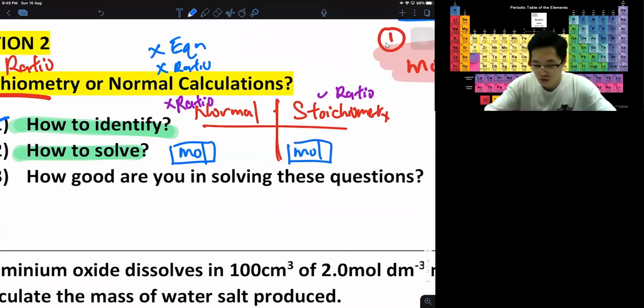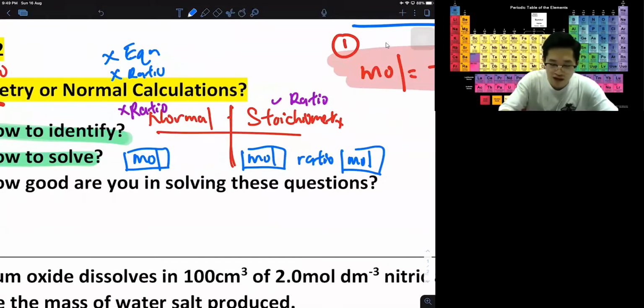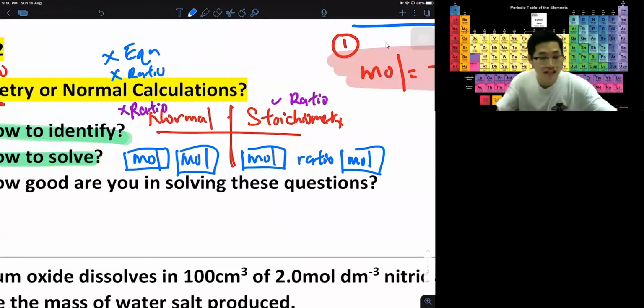You have to use mole, ratio, and then mole again. This one can be mass or it can be volume. It depends on the unit they want to find. If mass and mass, then just one type of formula. Okay, so the difference here is you have to use ratio.